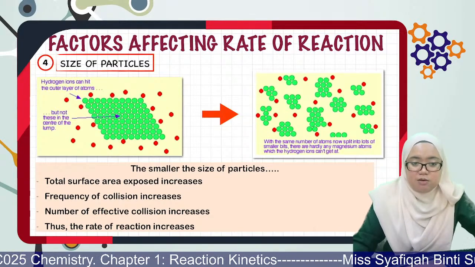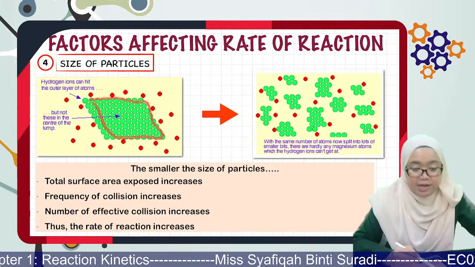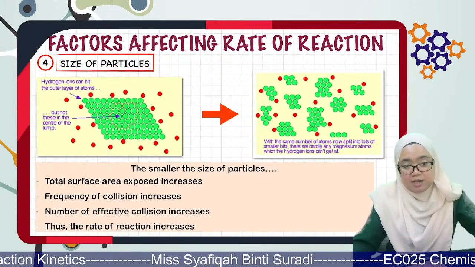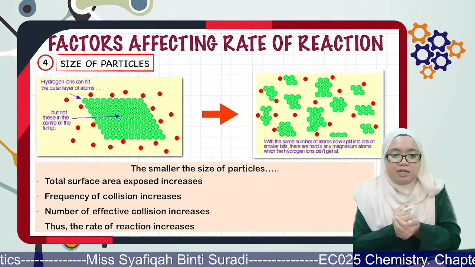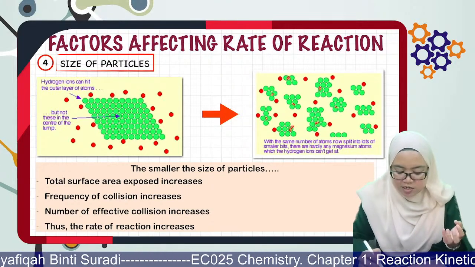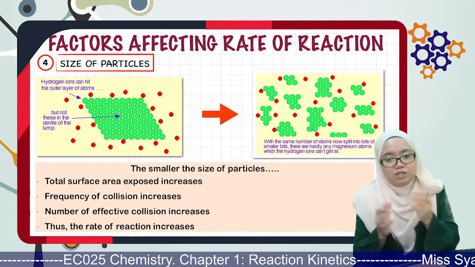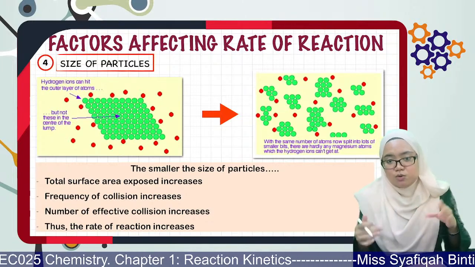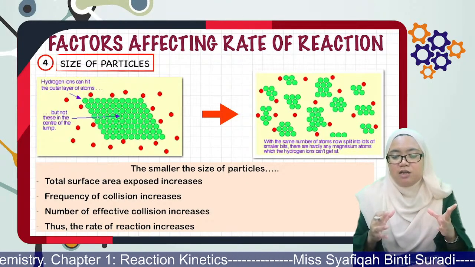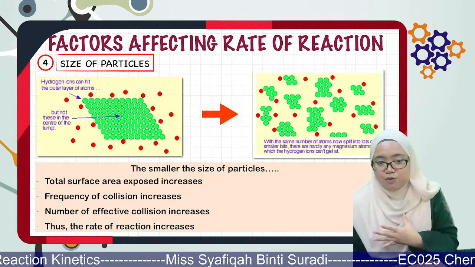Alright, so bila nak buat reaction, cuma yang dekat tepi-tepi saja ni yang boleh react. Tapi yang dalam ni banyak lagi kan. So kalau kita pecahkan the big piece into a small chunk, jadi macam ni, small chunk macam ni. So dia punya total surface area yang exposed untuk reaction tu banyak, lagi besar. So banyaklah ion ataupun ada molekul yang boleh react dengan dia untuk form more product.